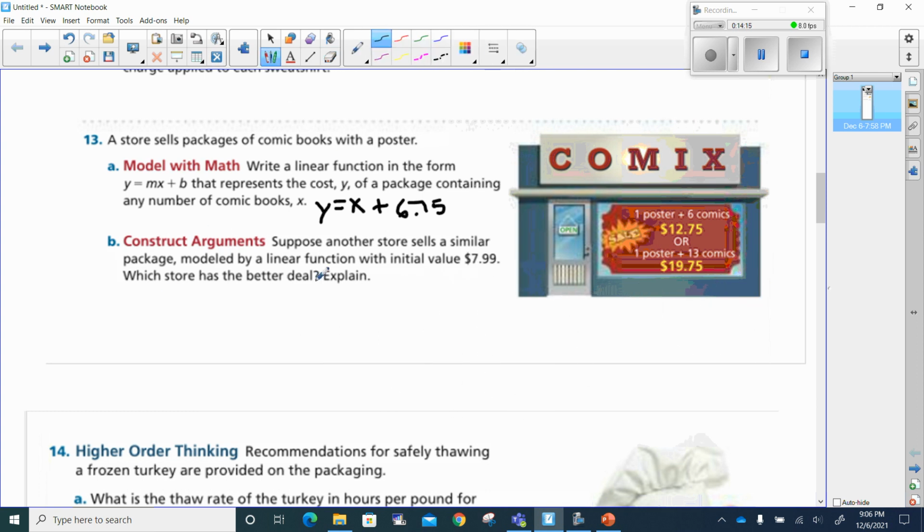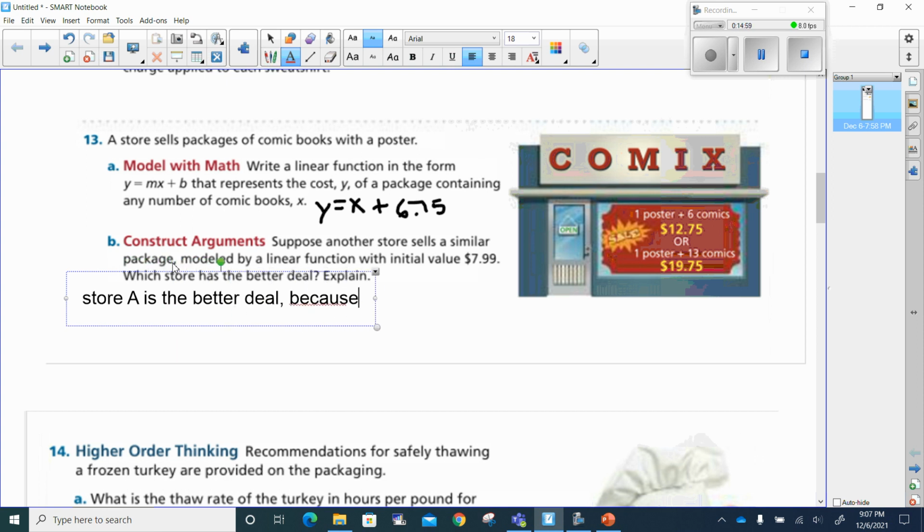And it's saying, suppose another store sells a similar package modeled by a linear function with the initial value of $7.99, which shows a better deal. Well, okay, modeled by a linear function. Linear means straight line, right? With an initial value of $7.99. Our initial value here was $6.75. So which one has a better deal? I'm going to say store A. Store A is the better deal.